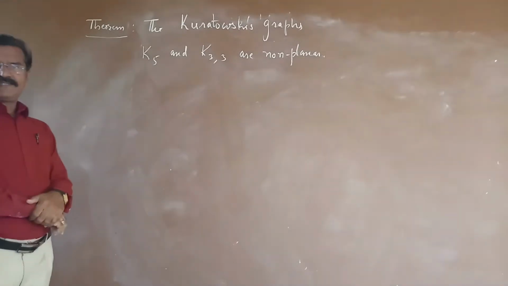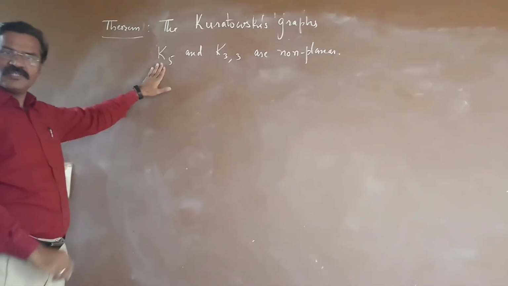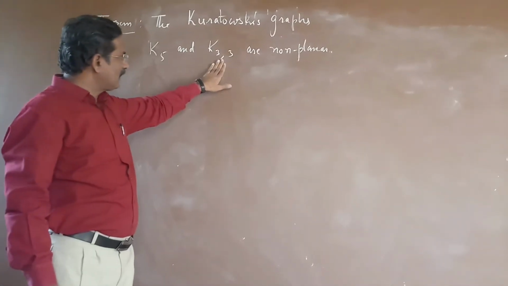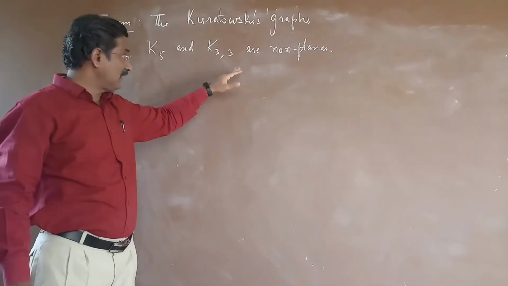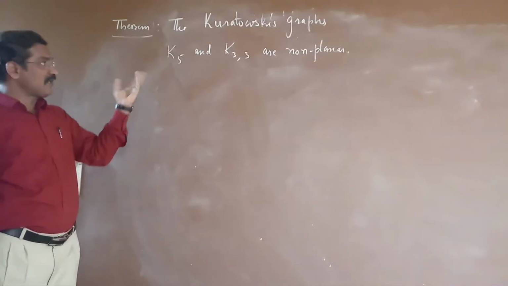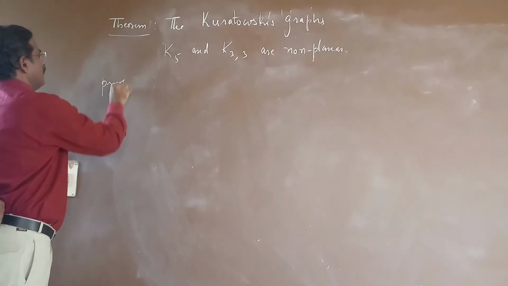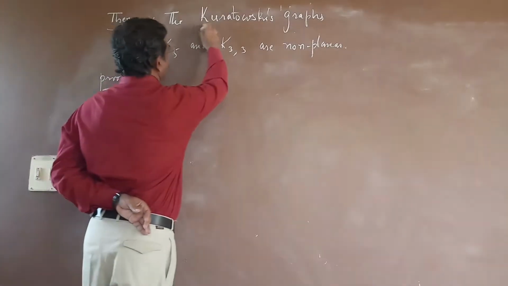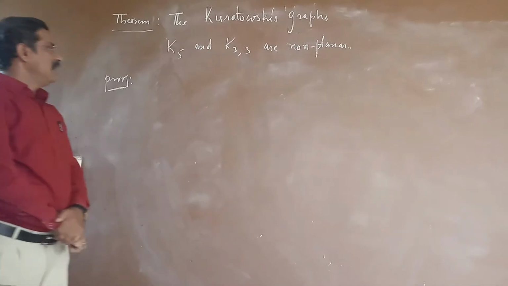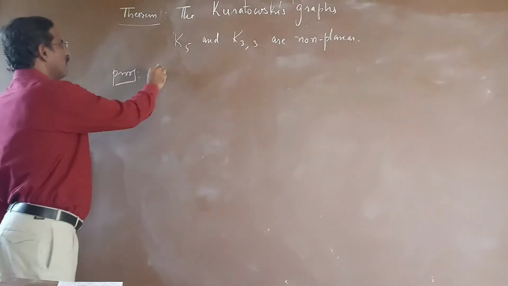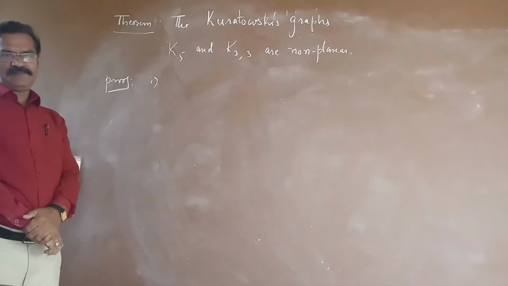Already in the previous class, we got to know that K5 is non-planar. Similarly, K33 is also non-planar. But in this result, we try to prove those two results. So these two graphs are called Kuratowski's graphs. So first, we try to prove K5 is non-planar.